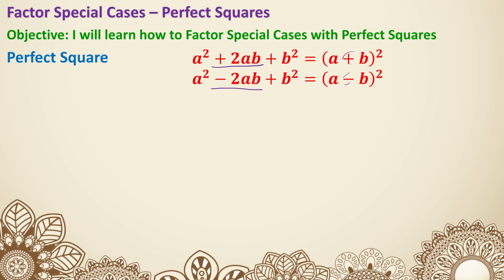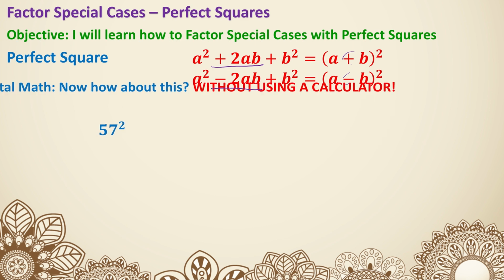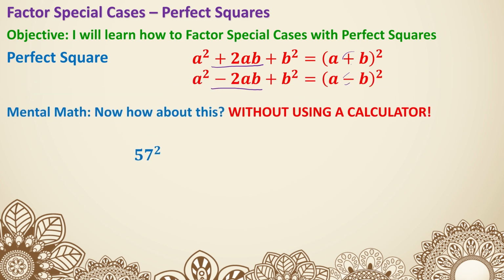This could actually be helpful for us to do mental math. So let's see how that would work. Here you go, mental math. How do we do this question without using a calculator? The reason we can do this is because 57 squared is actually quite close to another number. 57 is close to 60, and we can easily do 60 squared in our head. 60 squared is just 6 squared and then putting 2 extra zeros on the end, which is 3600.